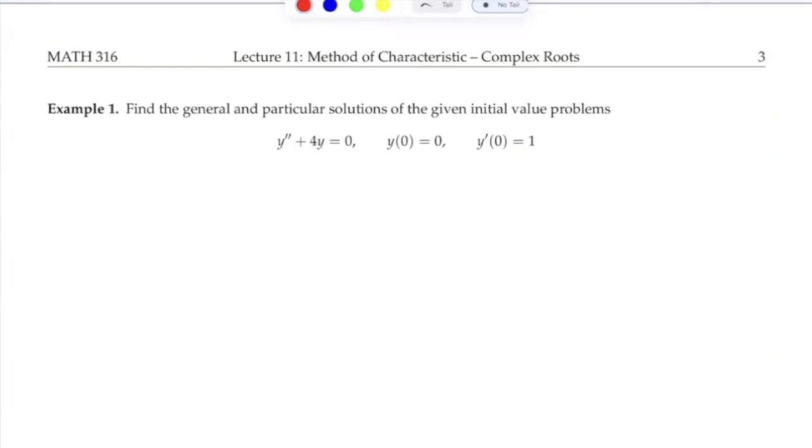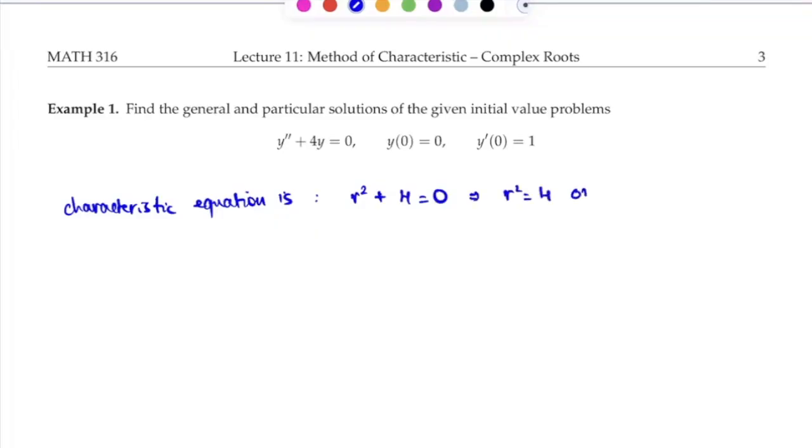So you have y double prime plus 4y equals 0, and the initial conditions are y of 0 equal to 0 and y prime of 0 is equal to 1. So you want to turn this second order differential equation into a characteristic equation. The characteristic equation is r squared plus 4 equal to 0. And from here you have r squared equal to negative 4, or r is equal to plus and minus 2i. Okay. From here you can deduce that lambda is equal to 0 and mu is equal to 2.